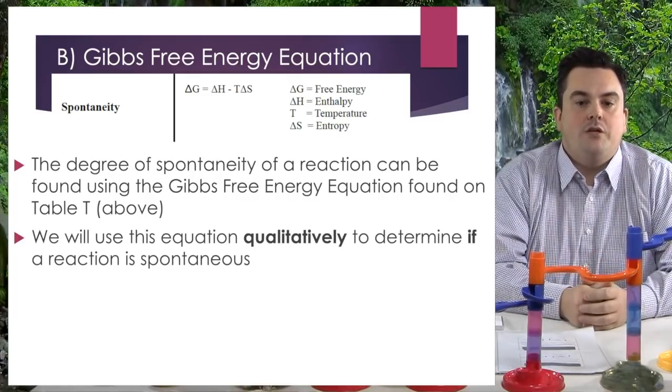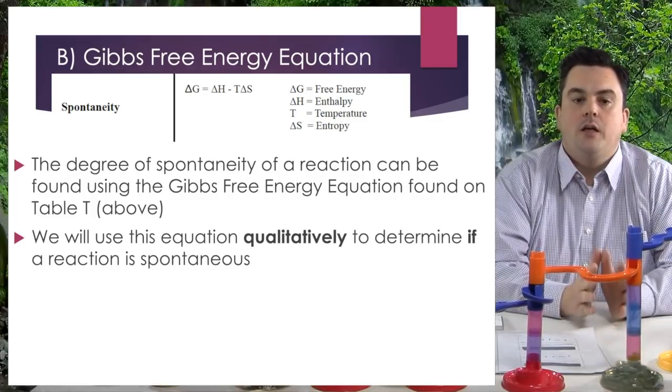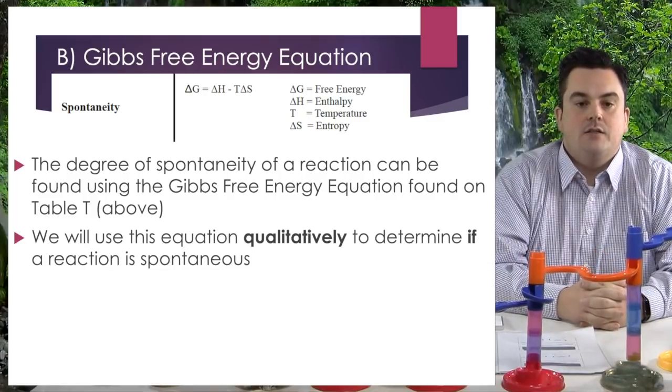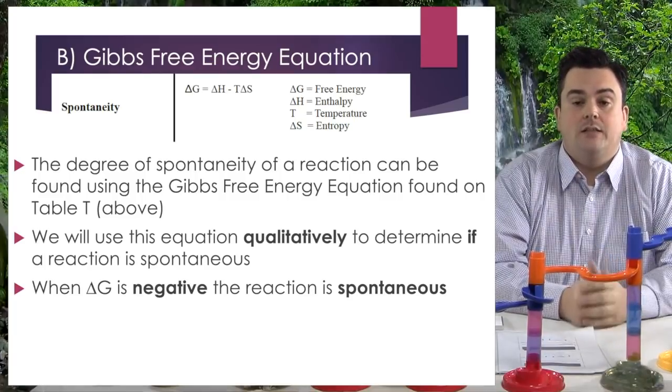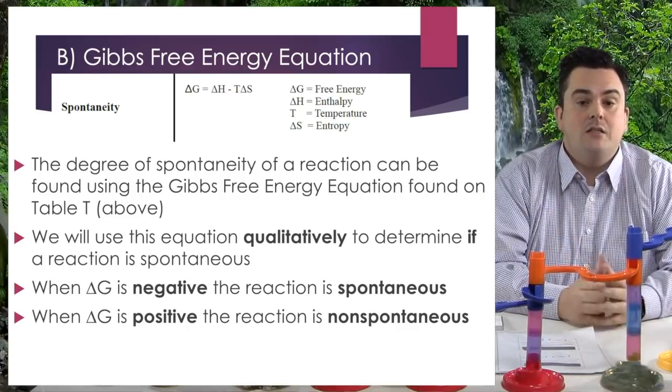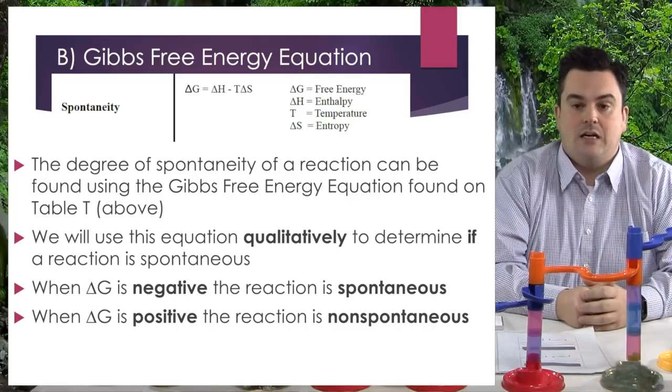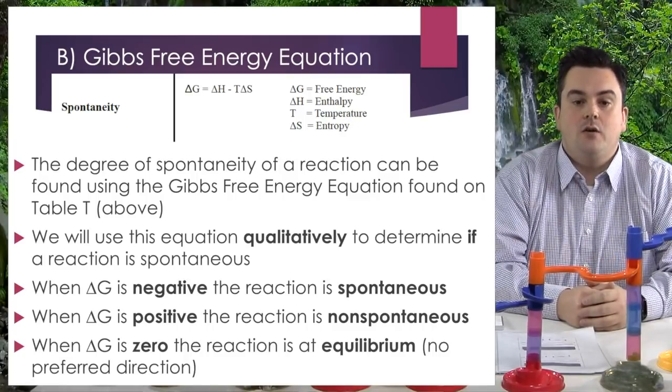We will use this equation qualitatively to determine if a reaction is spontaneous. When delta G is negative, the reaction is spontaneous. When delta G is positive, the reaction is non-spontaneous. When delta G is 0, the reaction is at equilibrium, no preferred direction.